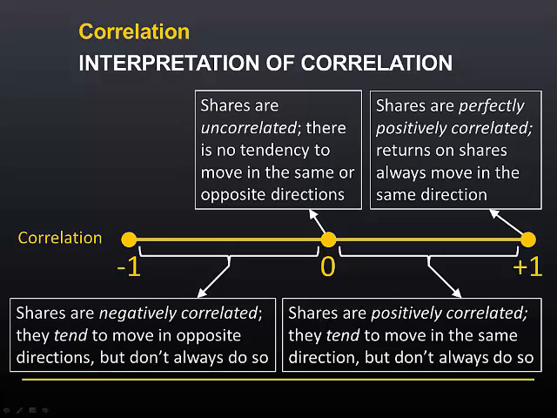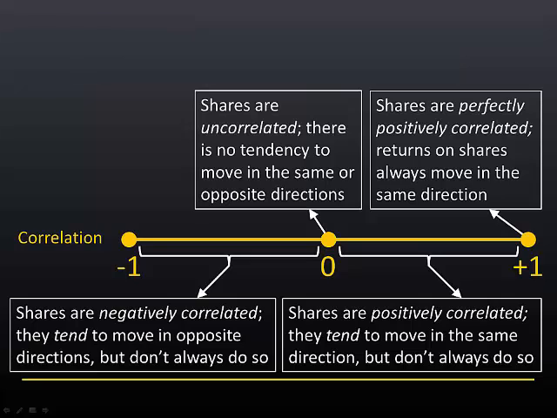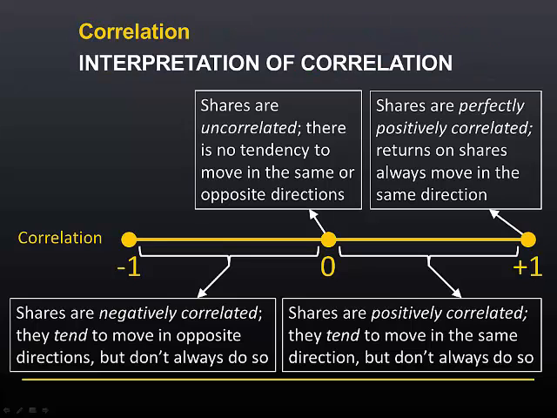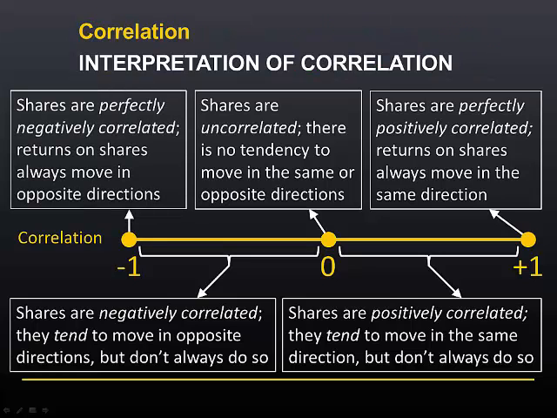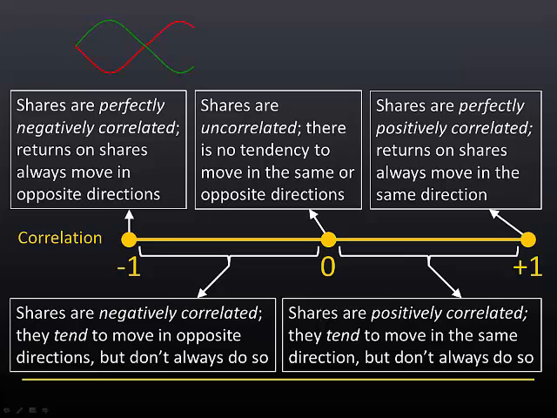If the correlation is between -1 and 0, then we say that the shares are negatively correlated. They tend to move in opposite directions, but not always. And finally, if the correlation is -1, then we say that shares are perfectly negatively correlated. The returns always move in opposite directions.